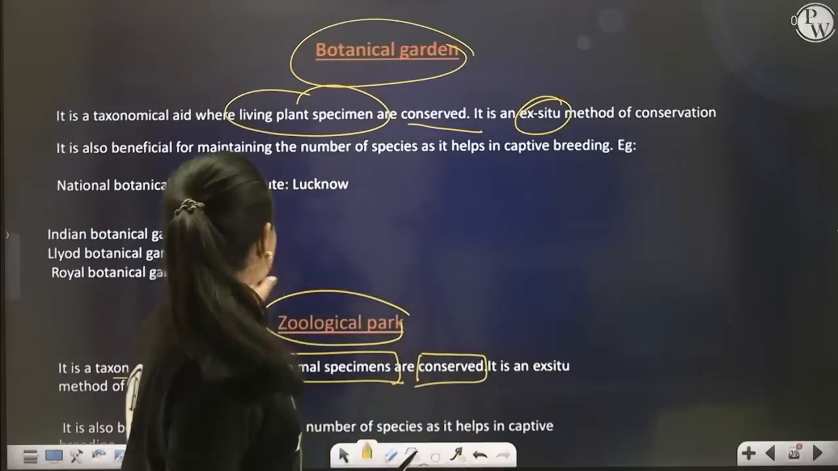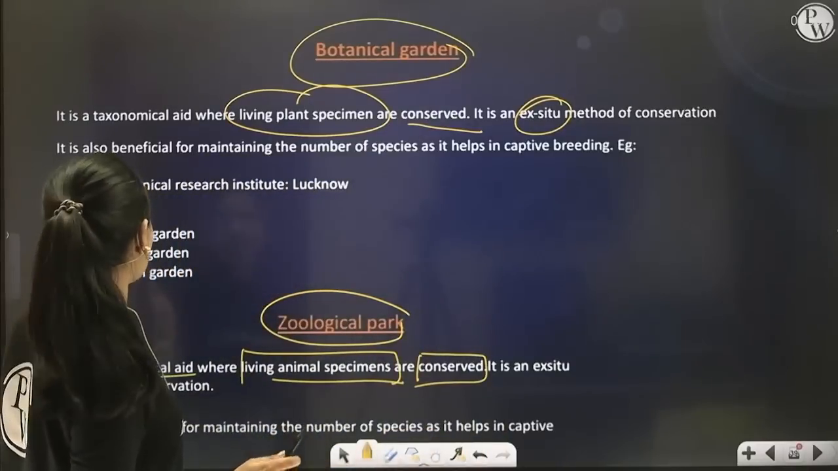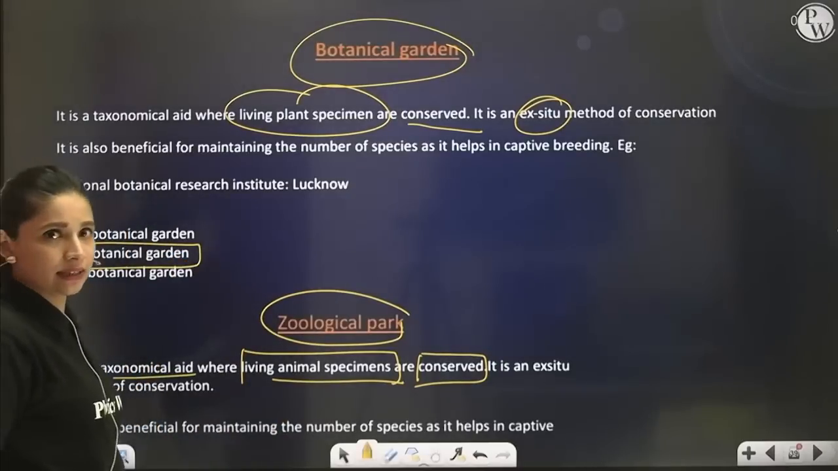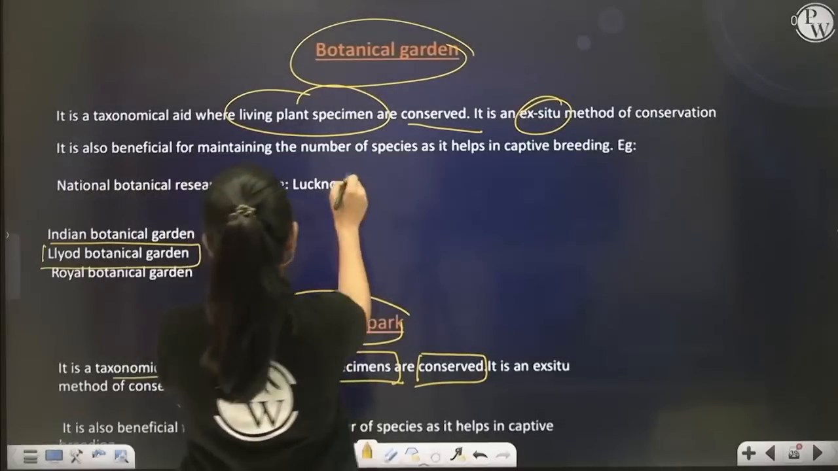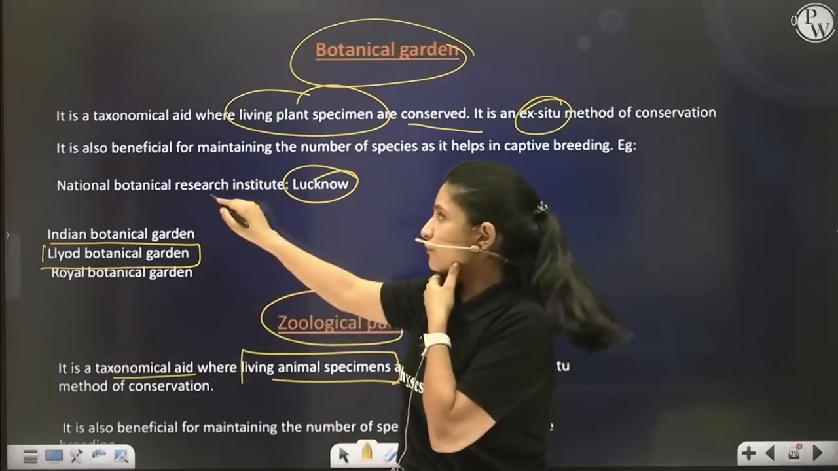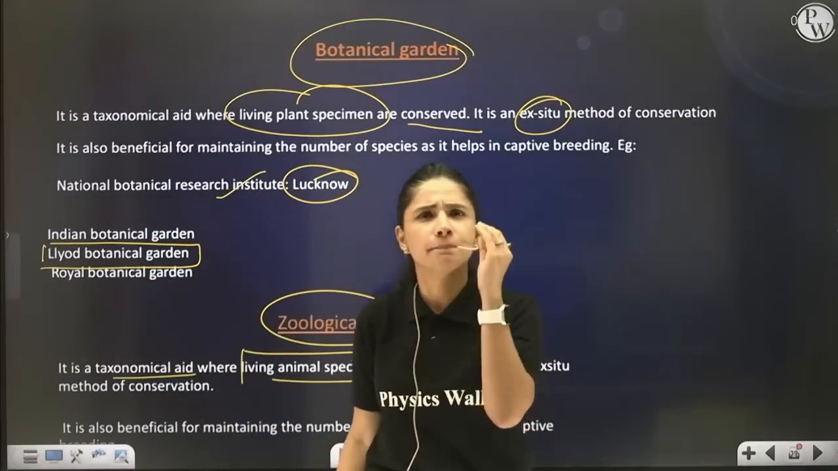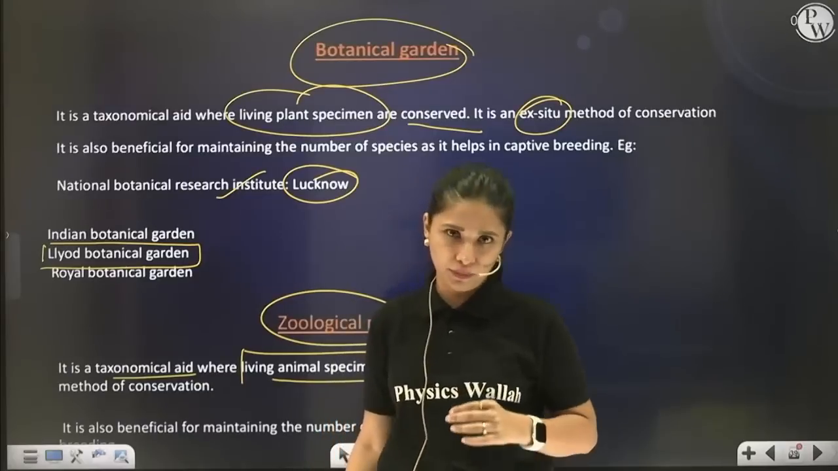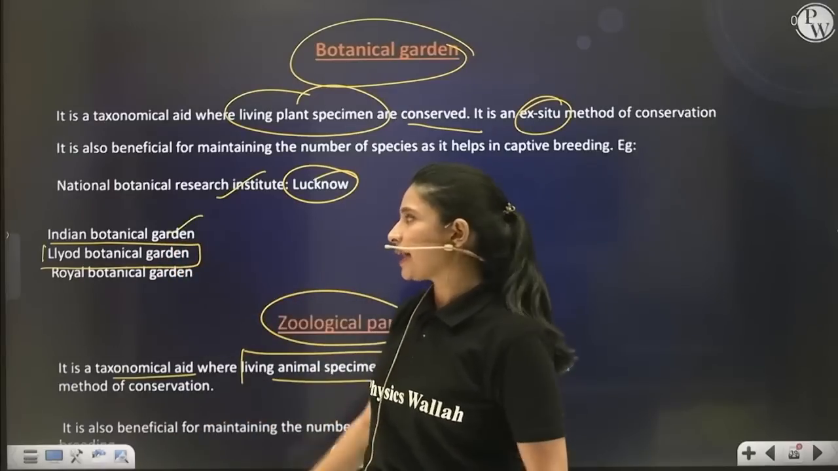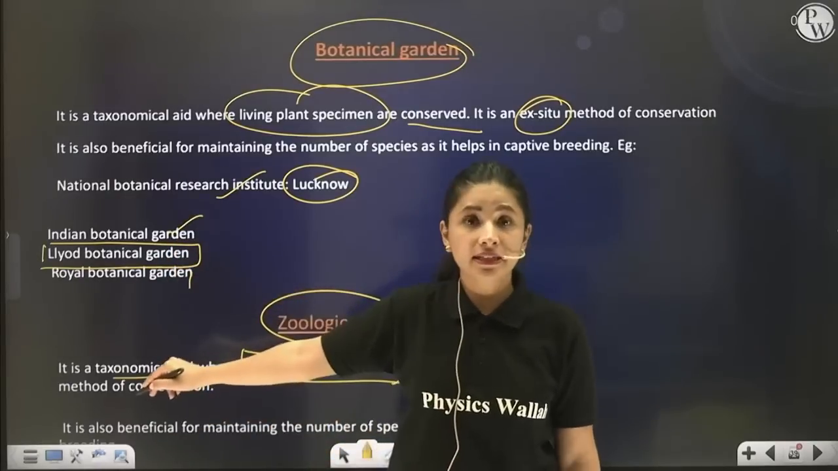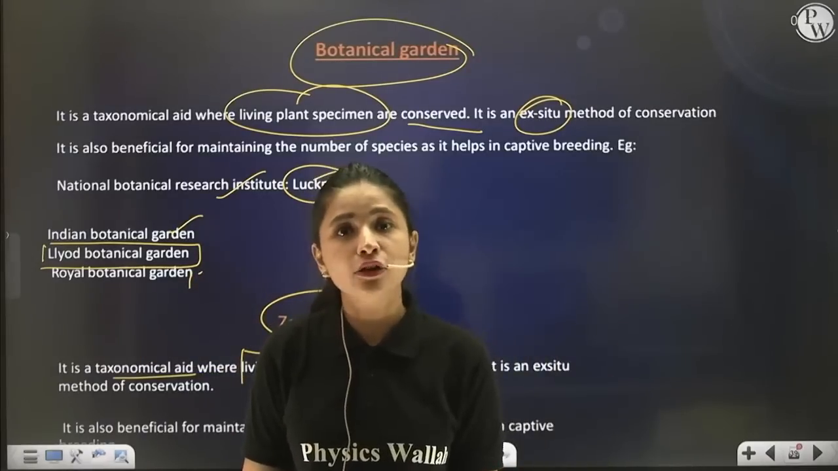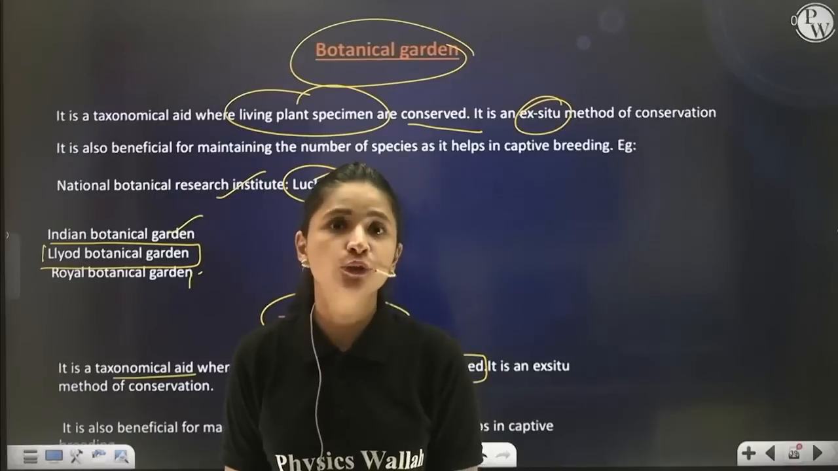Clear? Some examples of botanical gardens. One I mentioned, which I visited, Lodhi Botanical Garden. Apart from this, in Lucknow, it's NBRI, National Botanical Research Institute of India, a very famous botanical garden and a must visit. Very, very beautiful botanical garden, even better than Lodhi. And the Indian Botanical Garden, which is present in Howrah, and the Royal Botanical Gardens, which is one of the largest botanical gardens of the world, found in Kew, London.